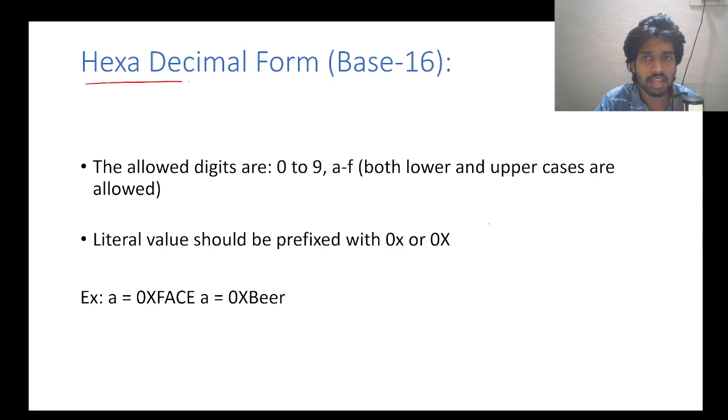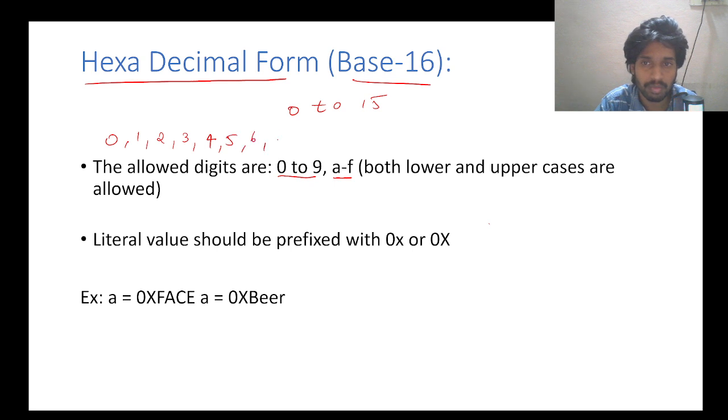And this is the hexadecimal form, which is nothing but base 16. So what are the allowed digits here? 16 minus 1, 15. So 0 to 15 are the allowed digits. As I said before, we won't represent 10, 11, 12, 13, 14 as numbers here. We represent them with alphabets. So first we represent 0 to 9, and from 10 we represent A to F. I'll write all the digits here: 0, 1, 2, 3, 4, until 9 we are going to use digits.